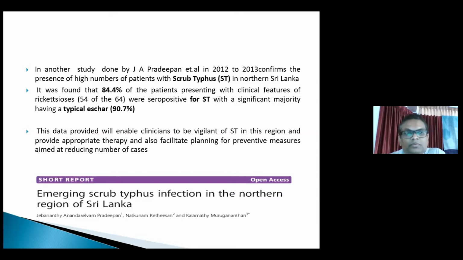Out of 64, 54 cases were positive for scrub typhus, with a significant majority of them having typical HCA. That is one of the important findings. So 90% of them were having HCA. So if you get a patient with fever with typical HCA, we can arrive at a diagnosis without any hesitation, because 90% of cases had HCA. This is one of the important studies which was done in another part.